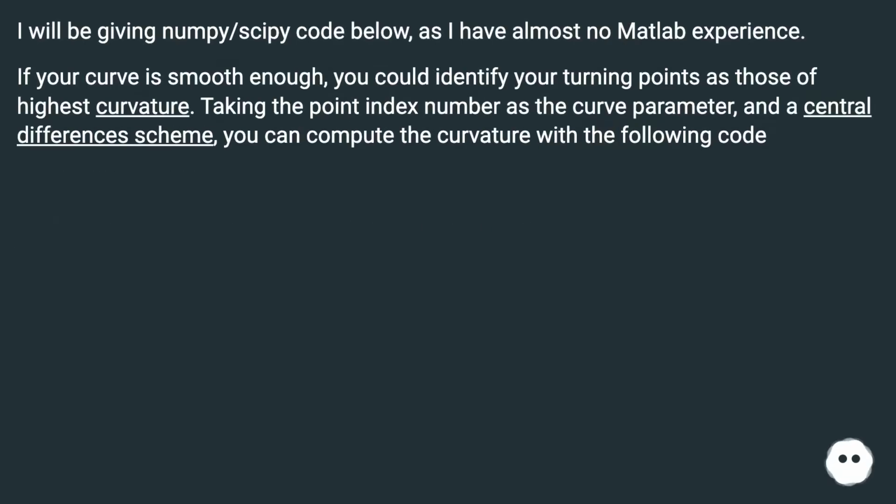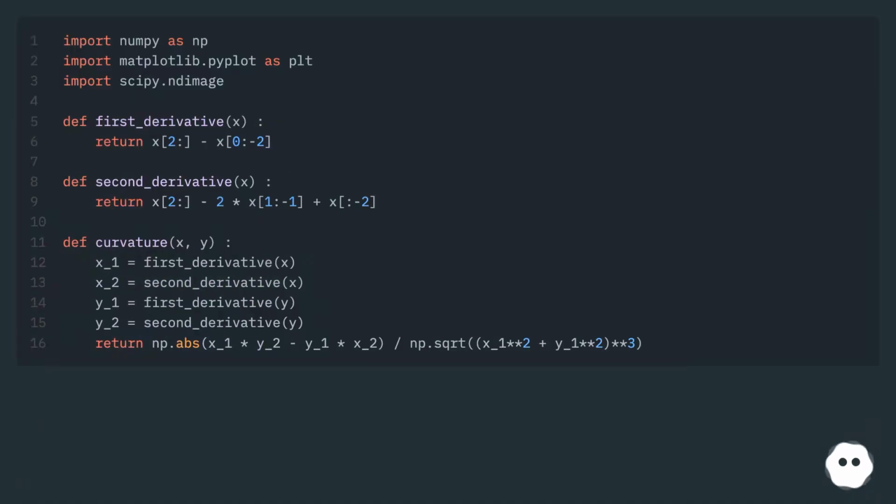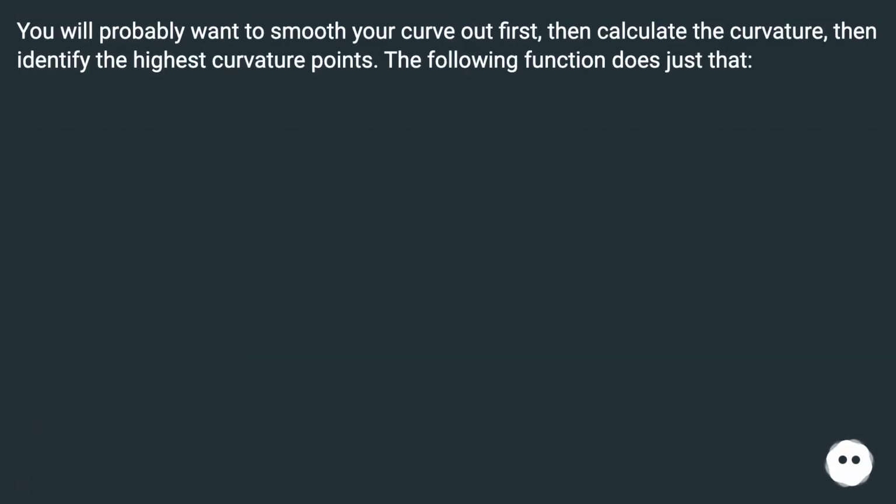I will be giving numpy/scipy code below, as I have almost no MATLAB experience. If your curve is smooth enough, you could identify your turning points as those of highest curvature. Taking the point index number as the curve parameter, and a central differences scheme, you can compute the curvature with the following code. You will probably want to smooth your curve out first, then calculate the curvature, then identify the highest curvature points. The following function does just that.